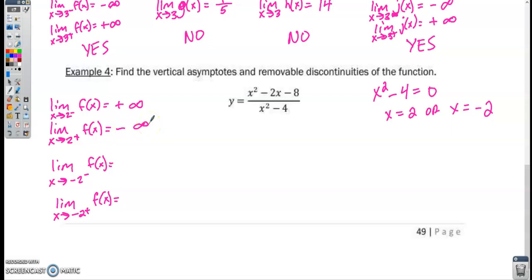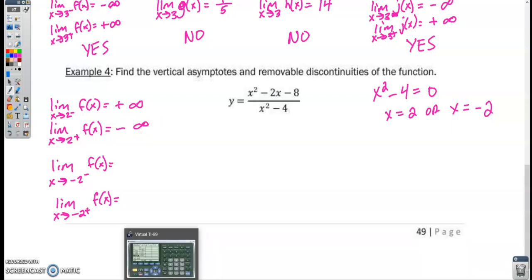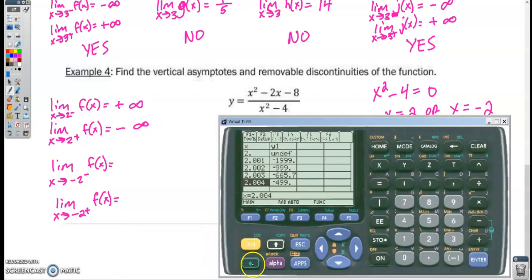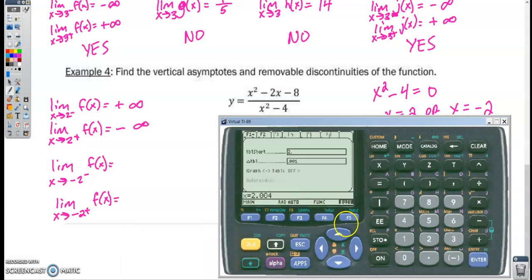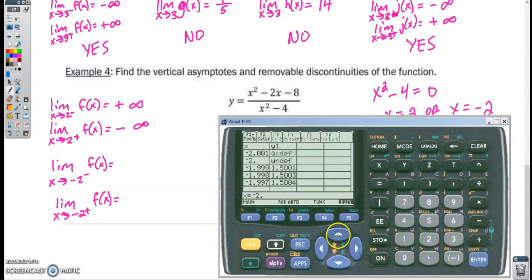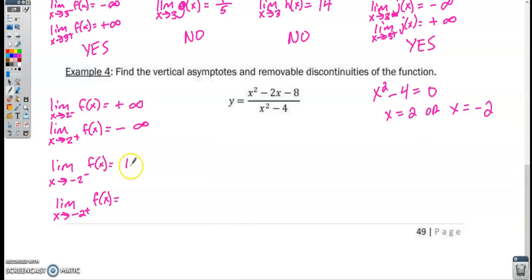We'll talk about the conclusions based off of these in a second after I've found all the limits that I need. And now I'm going to set up my table around negative 2 to find the other two limits. And when I look at these, it looks like as I approach from the left and from the right, this approaches 1.5 from both sides, or 3/2.